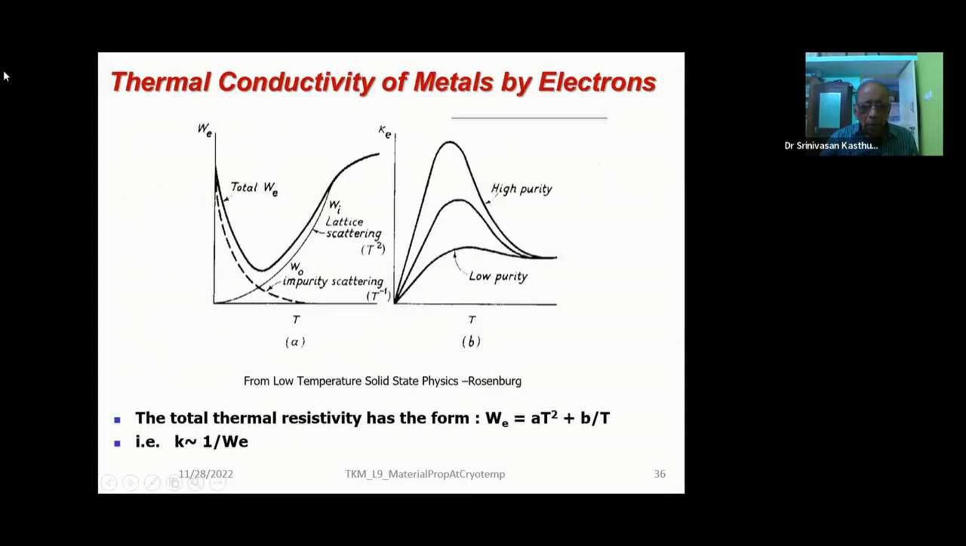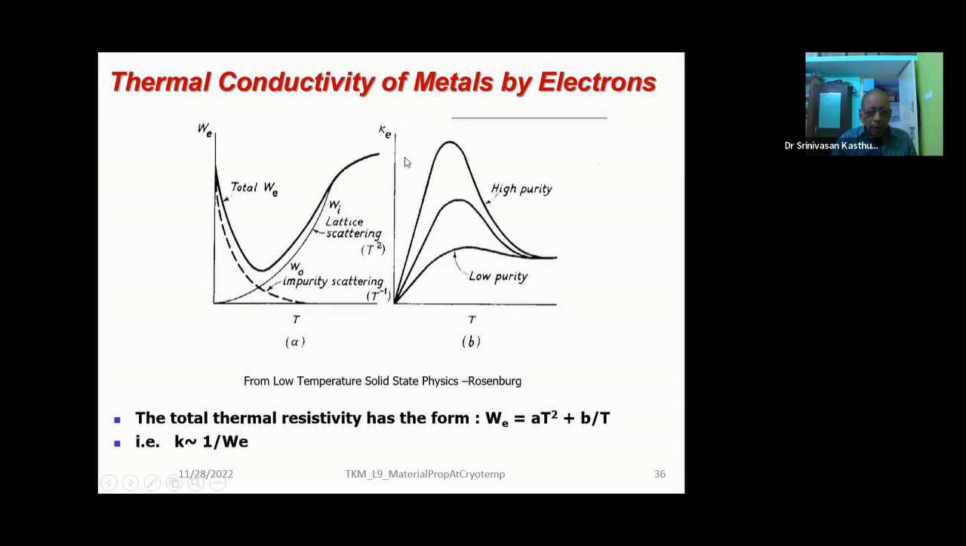Next, if you look at the thermal conductivity of metals by electrons, the resistivity has two parts. One is the impurity scattering, which is 1 over T, so it falls like this. The other part is lattice scattering, which actually increases and is proportional to T squared. So one term is 1 by T, another term is T squared. If you add up these two, this will be the total resistance.